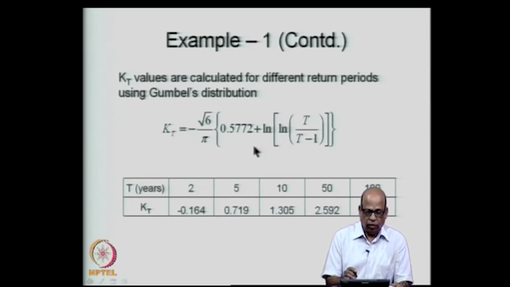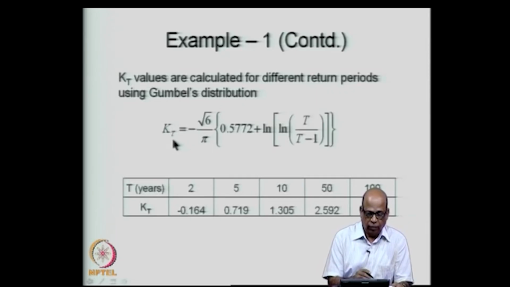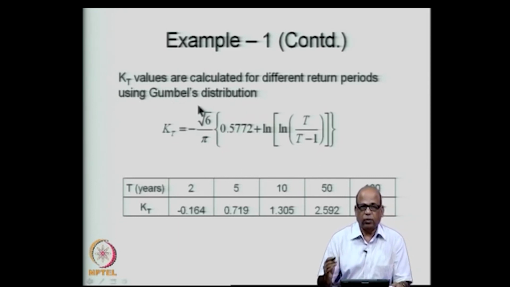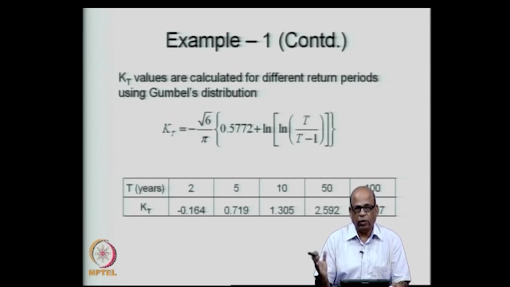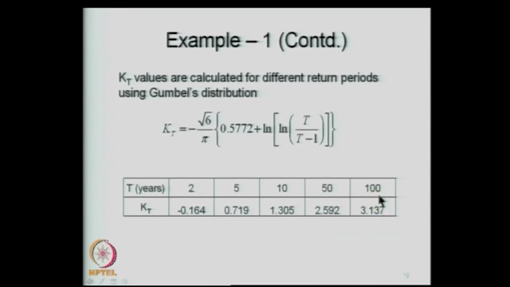Now, because we are using the Gumbel distribution, we are assuming that the Gumbel distribution fits in fact all the durations, and the KT, if you recall, is given by this expression for a given return period for Gumbel's distribution. Gumbel's distribution is also called extreme value type 1 distribution, and it is most commonly used for constructing the IDF relationships. So, for a return period of 2, I use this expression, I get a KT of minus 0.164. Similarly, I get all of these KT values.